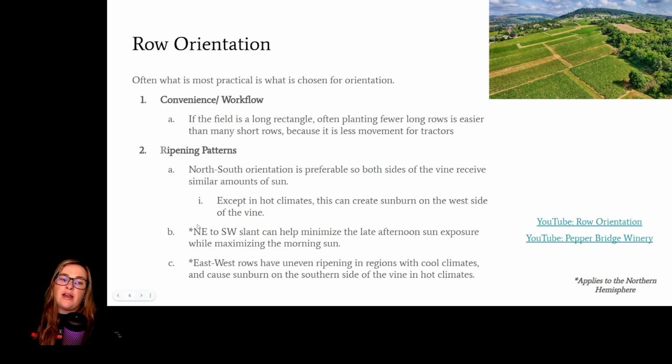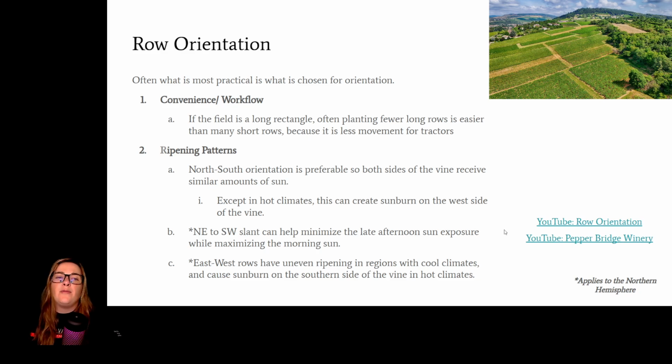And then we have a little asterisk here because this only really applies to the northern hemisphere. If you're working in the southern hemisphere, your perspective on your vineyard orientation is going to be different, right? And then we have 2 videos here on row orientation that are really helpful to just reinforce the concept. So if you have time, please take a look and watch those. There are real winemakers and viticulturists from real wineries talking about why they made the decisions that they did.